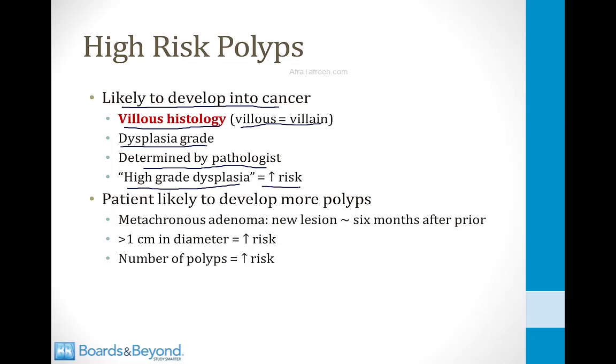There are also some polyp features that mean the patient is more likely to develop polyps quickly in the future. A metachronous adenoma is a new lesion that occurs 6 months after a prior, and patients who have a polyp that is greater than 1 centimeter in diameter or who have multiple polyps are at increased risk for developing so-called metachronous adenomas, meaning new adenomas in a short period of time.